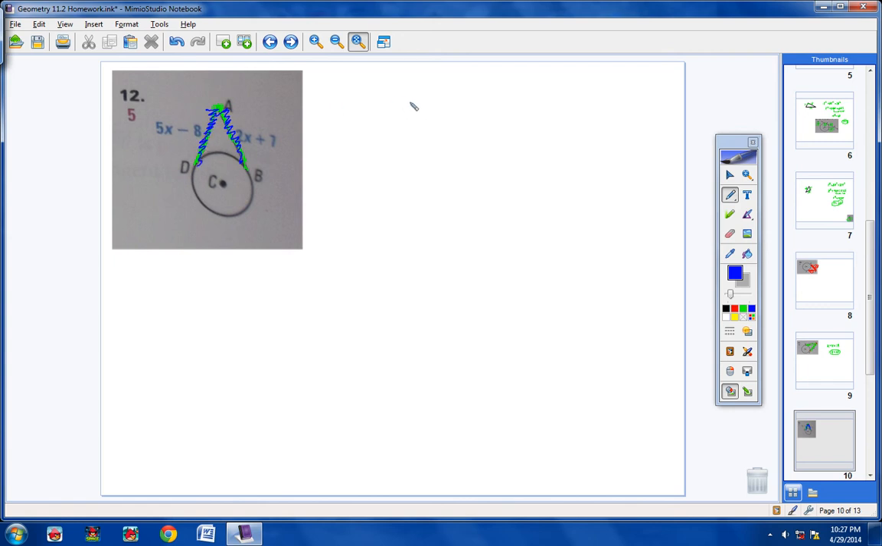So if those two segments are congruent, then I can take 5x minus 8 and set it equal to 2x plus 7. Now let's solve this quickly. Bring the 2x over and make it a negative 2x. Bring the negative 8 over and make it a positive 8. And we're left with 3x.